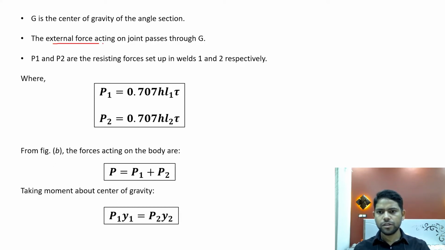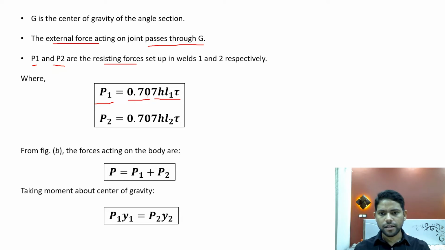The external forces are acting on the joint, passing through the axis of the center of gravity. P1 and P2 are the resistive or reactive forces developed inside weld 1 and weld 2, where P1 can be written as equal to 0.707 H L1 tau, where tau is the maximum allowable shear stress of the weld material.